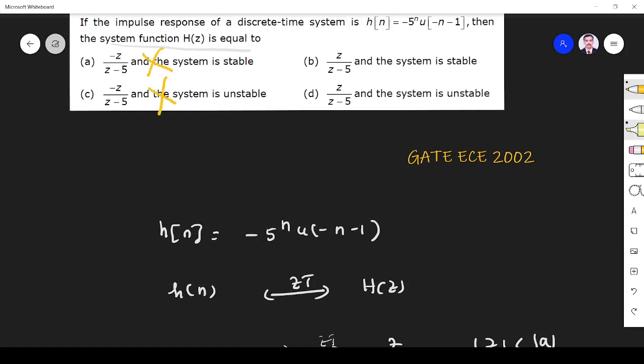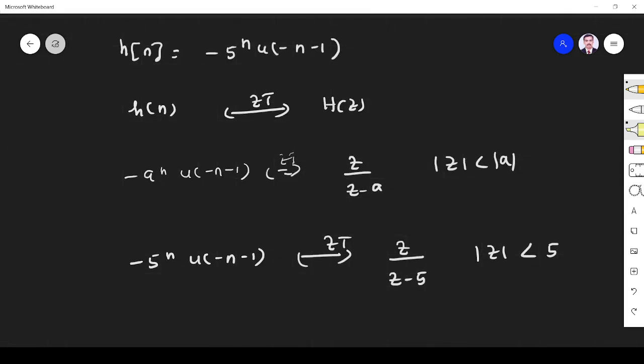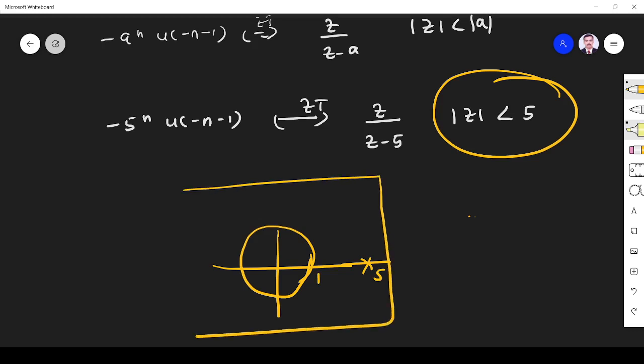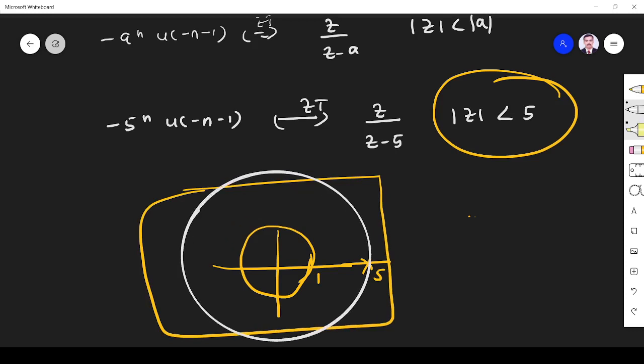The remaining thing is we are having only this z by z minus 5, and whether the system is stable or unstable is what we have to find. See the ROC. ROC is inside 5. So we have the unit circle. This is the unit circle. The pole at 5 is outside. So ROC means mod z less than 5, that is inside this big circle. ROC is less than 5, so it is inside.